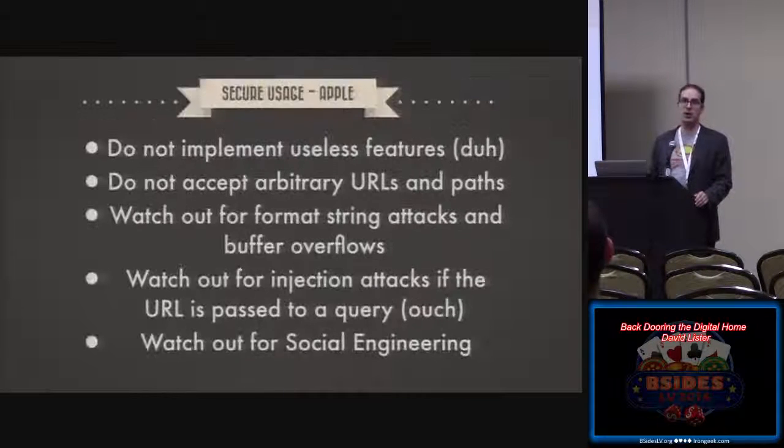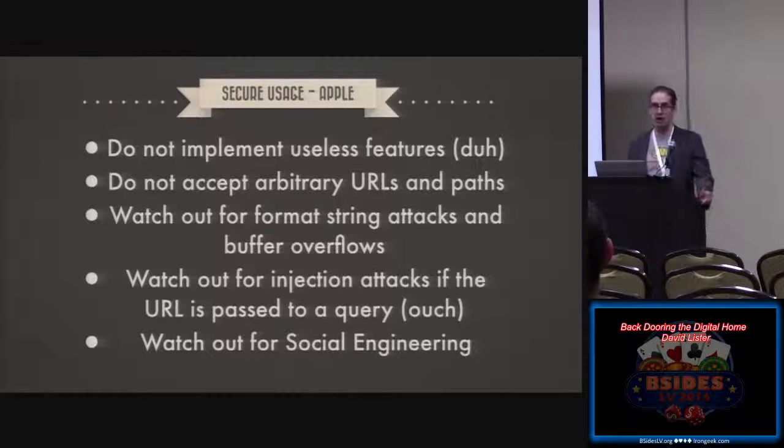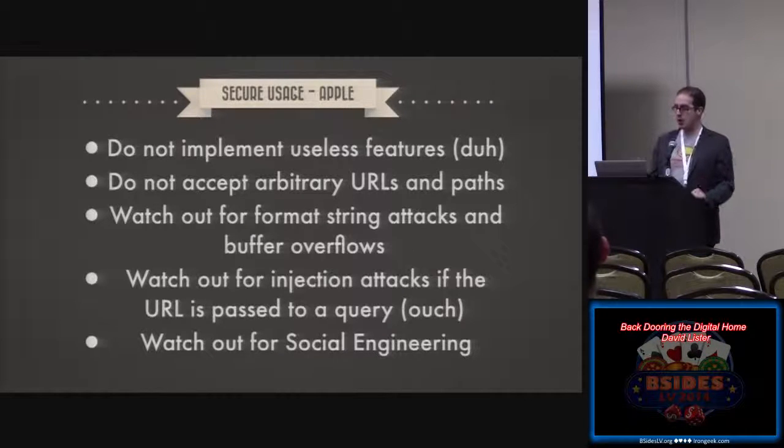Then back to the secure coding guide by Apple. They say, don't implement useless features, which sounds really basic, right? Don't accept arbitrary URLs and paths because you could really easily have path traversal issues with these URL schemes. They also say watch out for buffer overflows because all iOS applications in the store right now are Objective-C, so there's big potential for buffer overflows there. And Apple's not going to protect you. If your application receives data using these schemes, they're just going to send the data to your application, so you can't rely on them protecting you.